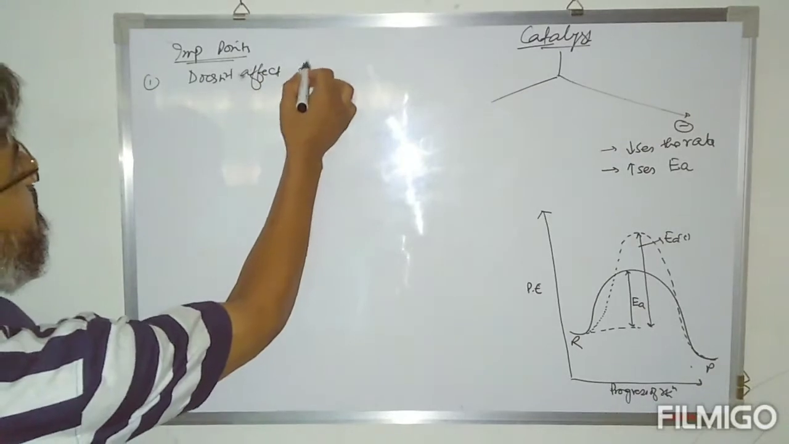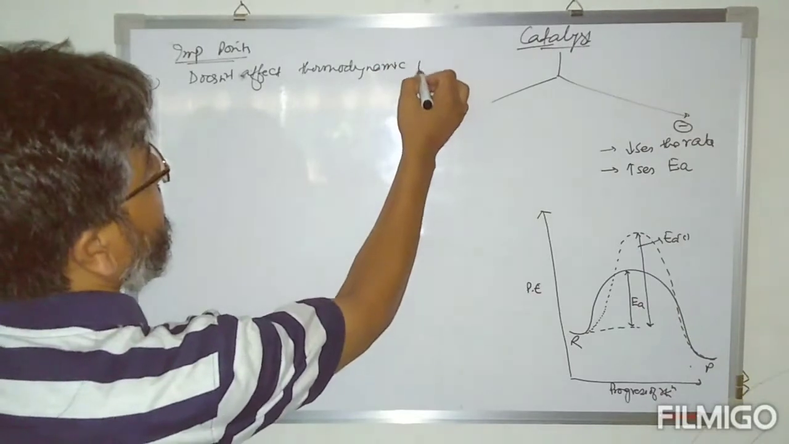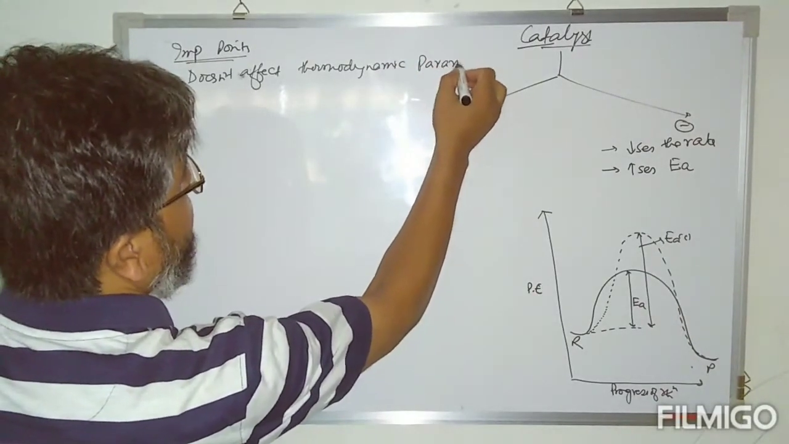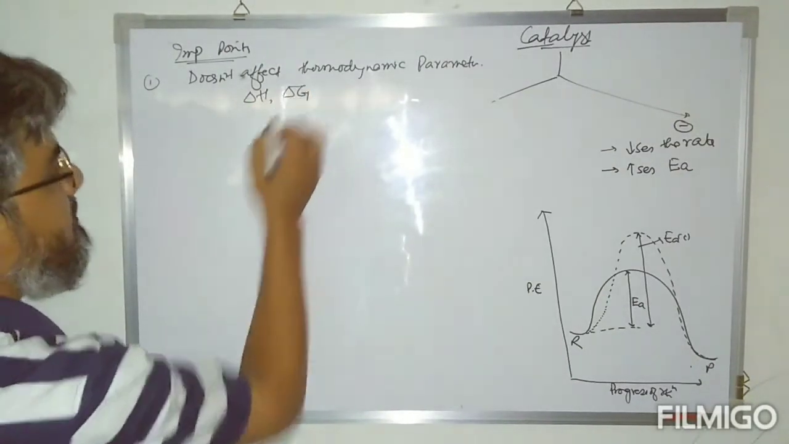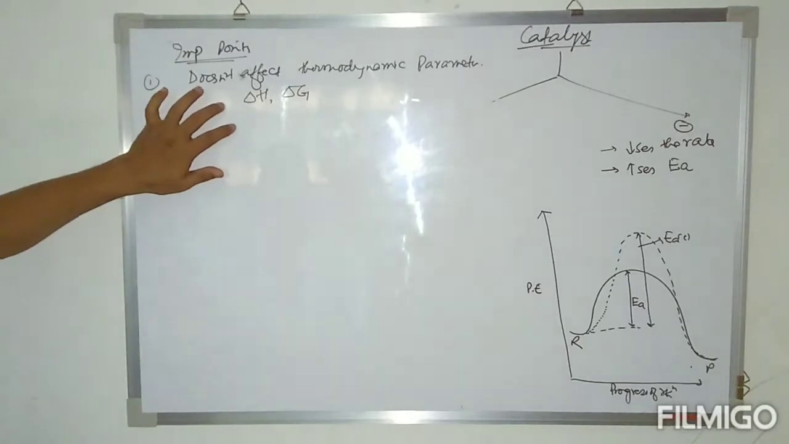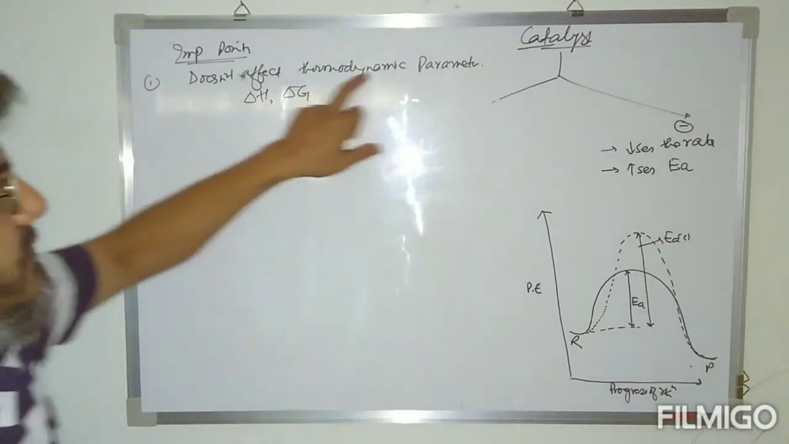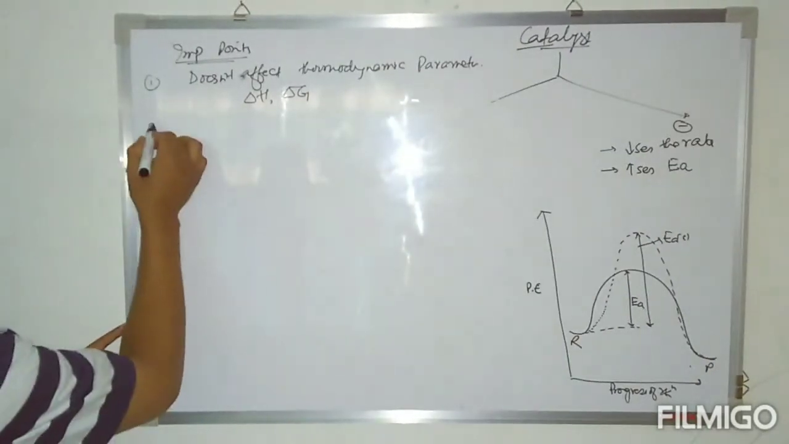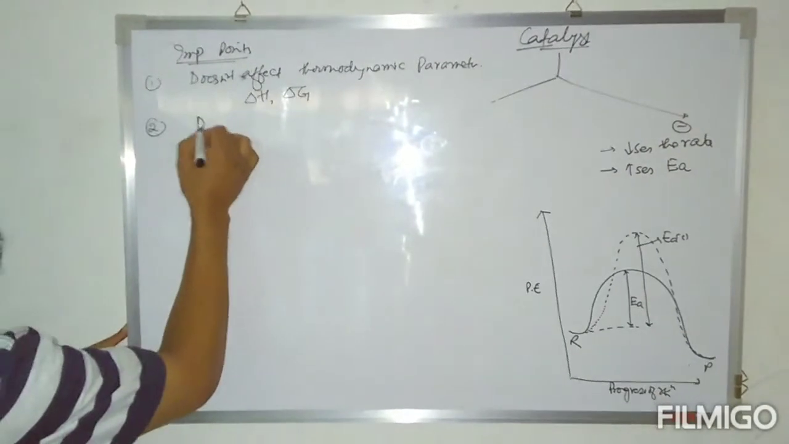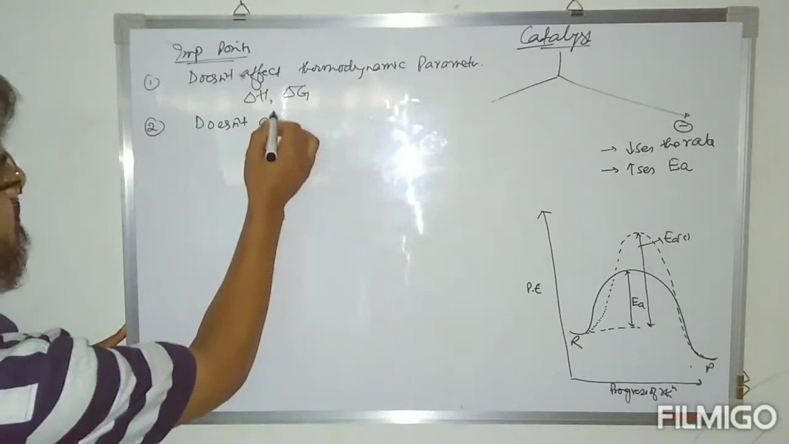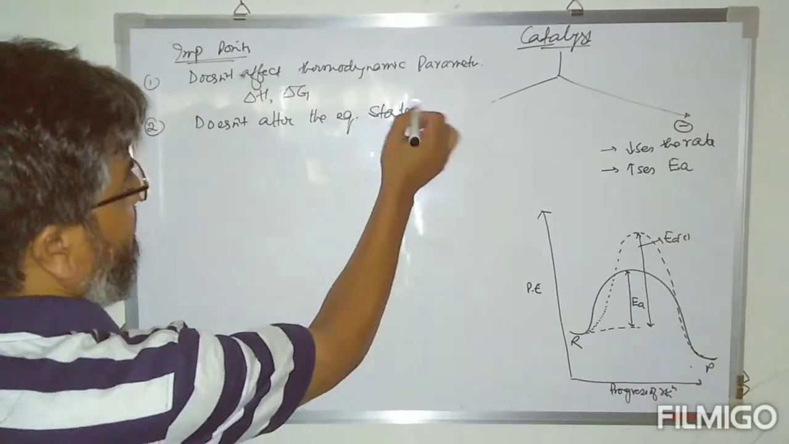Does not affect thermodynamic properties or parameters like delta H, delta G. So enthalpy of reaction is not affected by use of catalyst. Similarly, free energy change delta G is also not affected by the catalyst. Second, this catalyst does not alter the equilibrium state of the reaction.